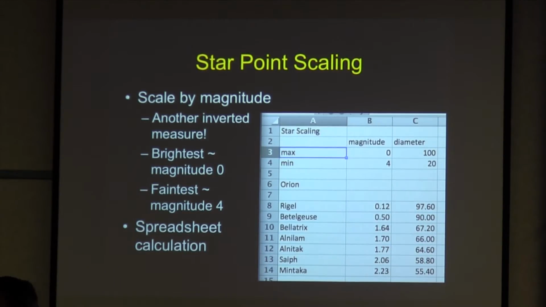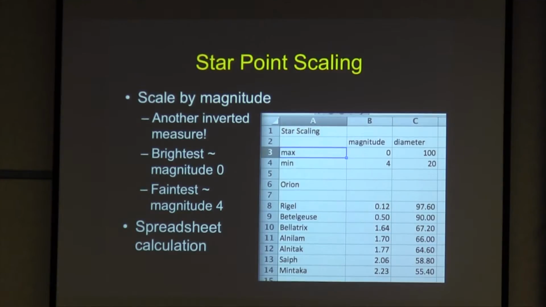But to make things look like the constellations, it actually really helps to scale by magnitude, and this is an optional idea for this. And this time I will tell you it's an inverted measure, okay? I won't hide that from you. So this is another inverted measure where the brightest magnitude that we're going to deal with today is around 0. The faintest magnitude is around 4. So what I did is I put up a spreadsheet, and I said, okay, magnitude 0 is going to have a diameter of 100 pixels in the plotting program I was using. Magnitude 4 is going to have a diameter of 20 pixels.